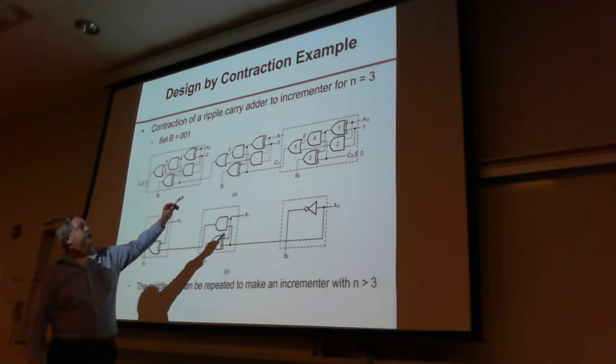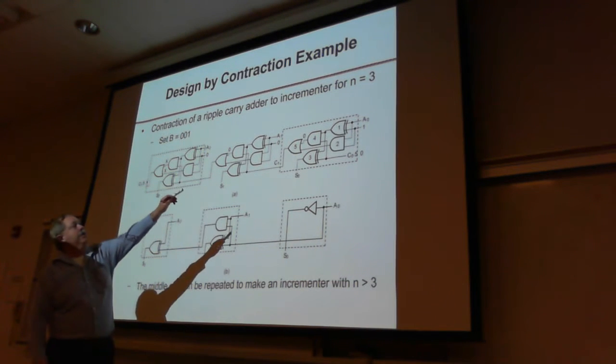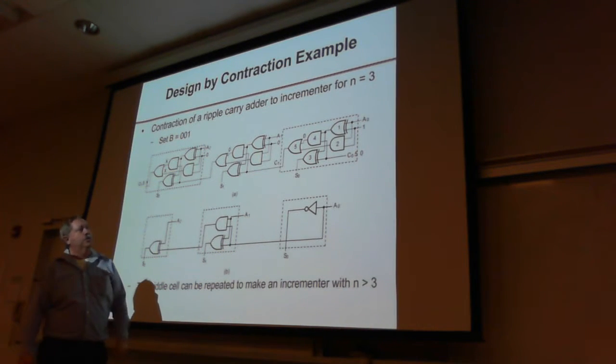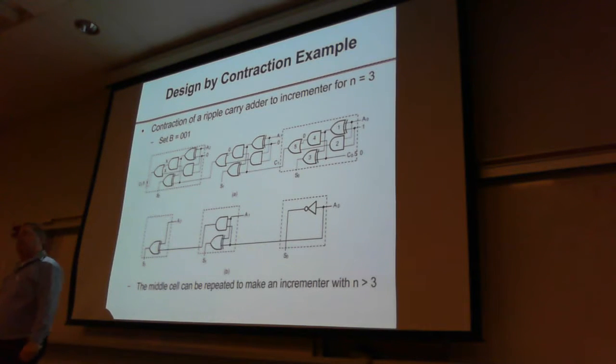We have two inputs. This is our ripple carry adder. We have A sub 0 coming in, and we have C sub 0 coming in. What's A sub 0? What's C sub 0? A is the number you want to add, and C is the carry in. Yes.